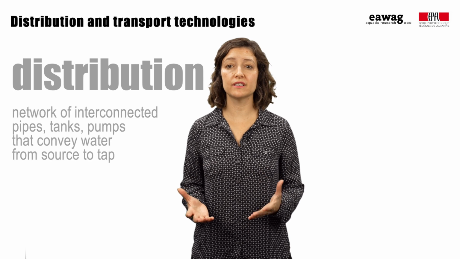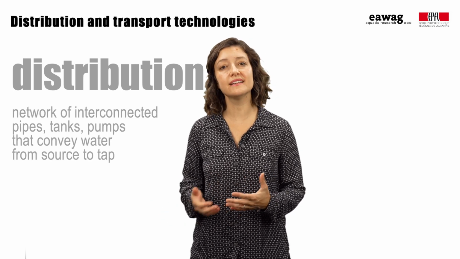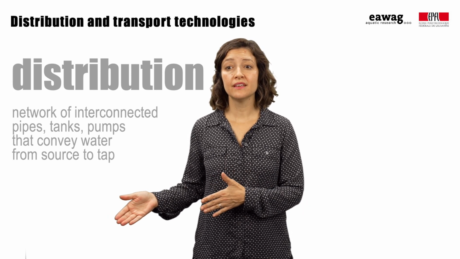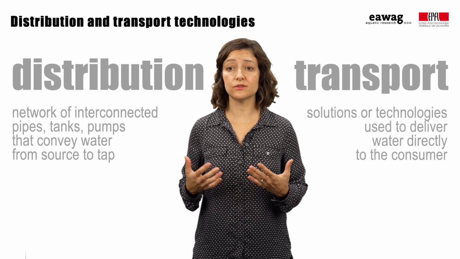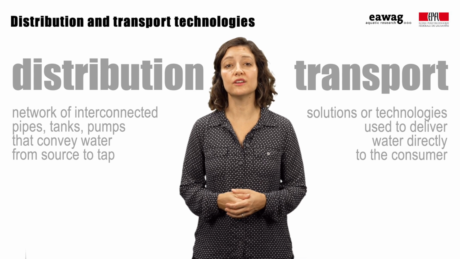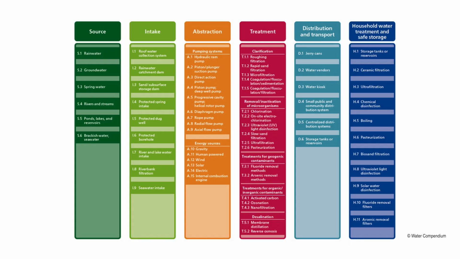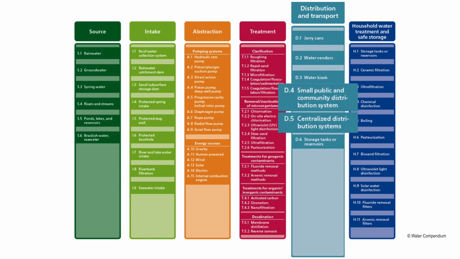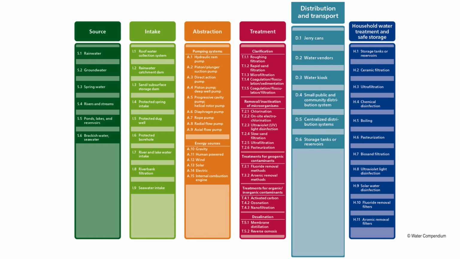Distribution refers to the network of interconnected pipes, tanks, pumps, and other physical features that together convey water from source to tap. Transport refers to solutions or technologies used to deliver water directly to the consumer, especially in the absence of in-home connections. In this video, we'll look at a few examples of distribution and transport technologies: jerry cans, water kiosks with on-site storage, and finally, distribution systems of various scales. Additional information on the technologies in this functional group can be found in the Water Compendium.